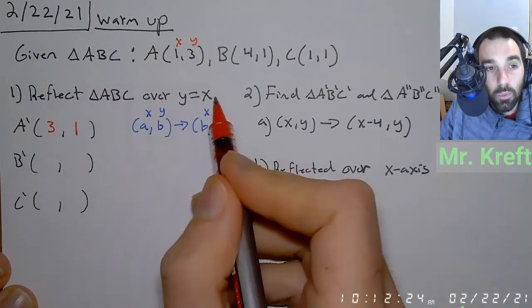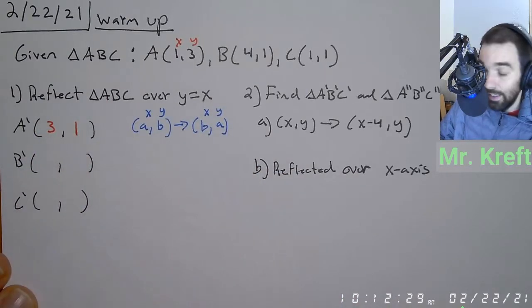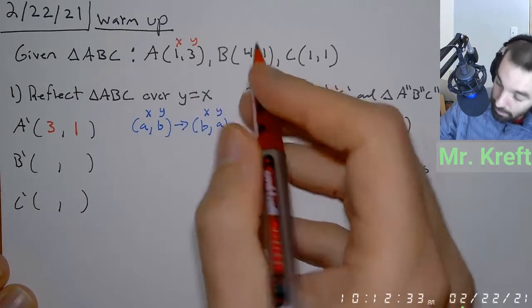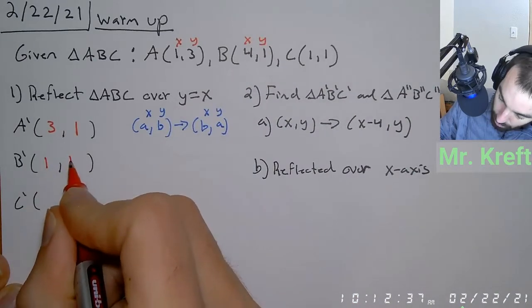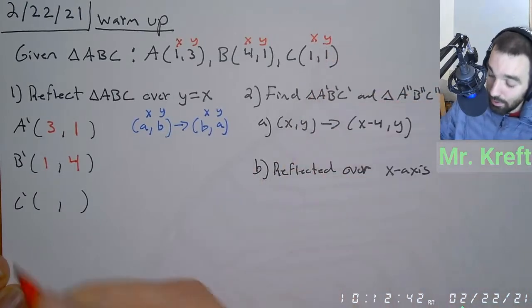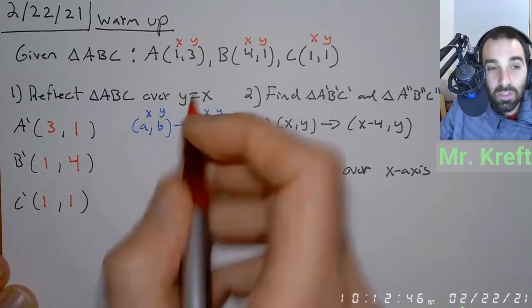So for a reflection over y = x with this formula, we don't have to use graph paper, and we can do it like that. For B, my original (x, y) was (4, 1). I'm going to switch those, so it's going to be (1, 4). And for C, my original (x, y) is (1, 1). When we flip those, we really can't see a difference, can we? Because it's the same number.